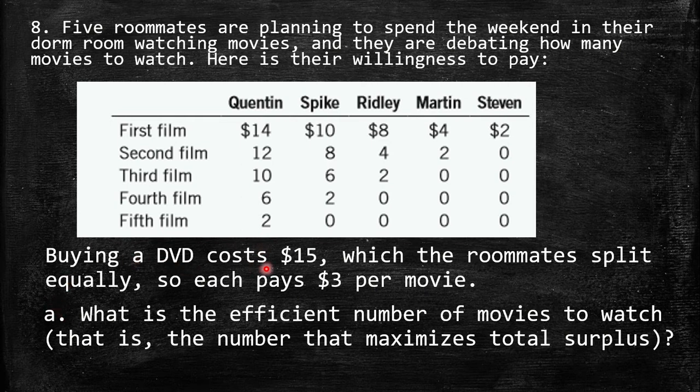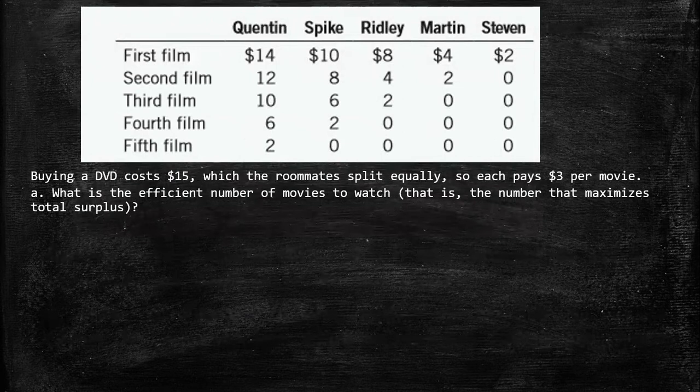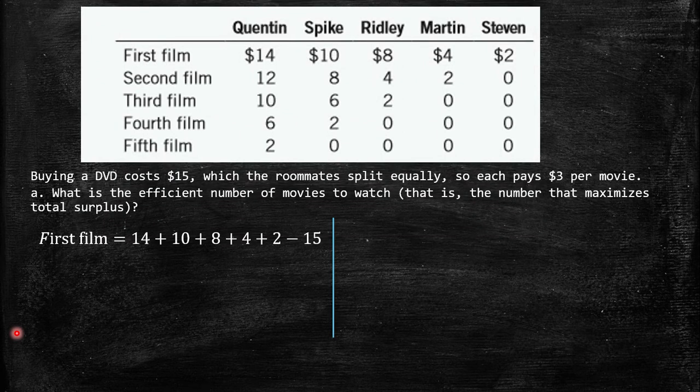Buying a DVD costs $15, which the roommates split equally, so each pays $3 per movie. A. What is the efficient number of movies to watch? That is, the number that maximizes total surplus. Here we have the table, and let's start with the first film. We're going to sum the willingness to pay of each friend, and subtract the cost of the DVD.